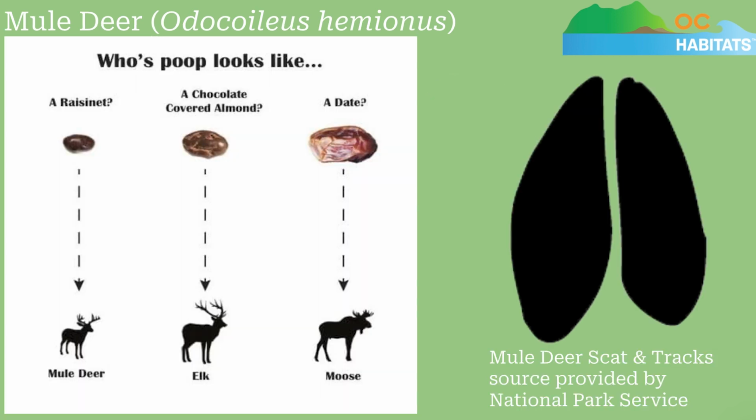Scat can tell us a lot about an animal, like where it's been or what kind of food they eat. Mule deer are considered crepuscular, meaning that they're active at dawn and dusk. Scat knowledge allows for the identification of that animal that otherwise wouldn't be seen. Mule deer scat is about the size of a raisin and kind of almond-shaped. They often have plant matter in their droppings, and it'll be frequent where they travel.